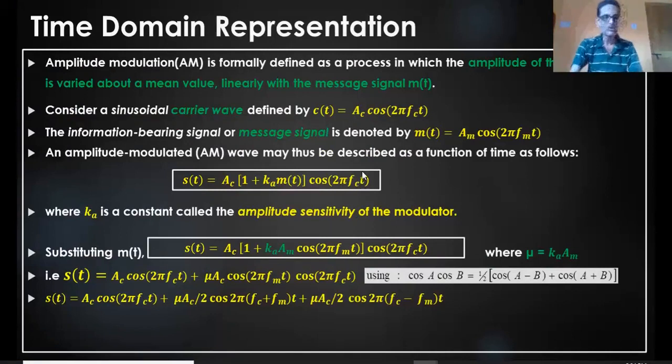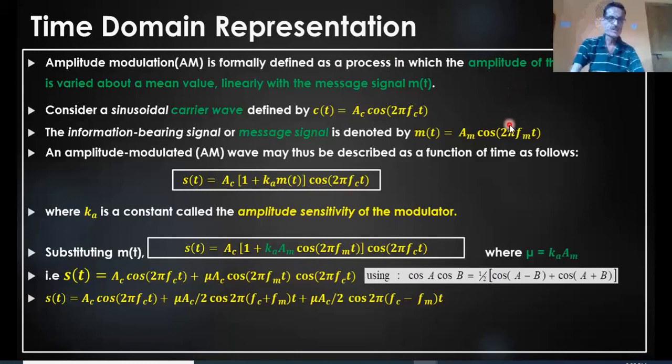Now, what is amplitude modulation? Amplitude modulation is the process of changing the amplitude of the carrier signal linearly with respect to the variation happening in the message signal amplitude, the instantaneous amplitude. As the instantaneous amplitude of the message signal changes, we have to change the amplitude of the carrier signal proportionately in the modulator, as I showed earlier in the waveform.